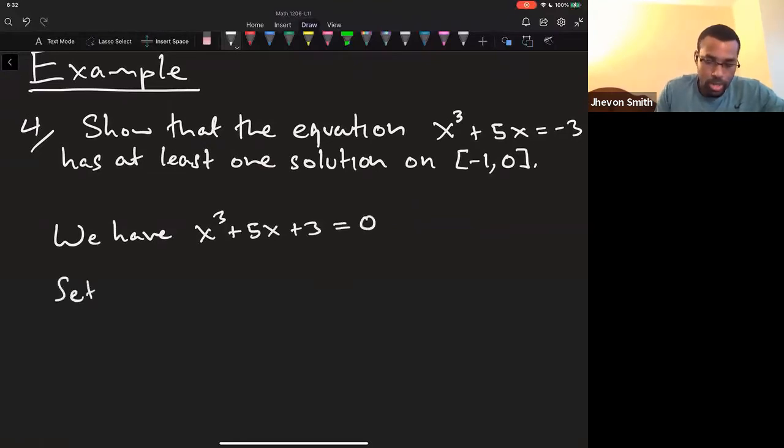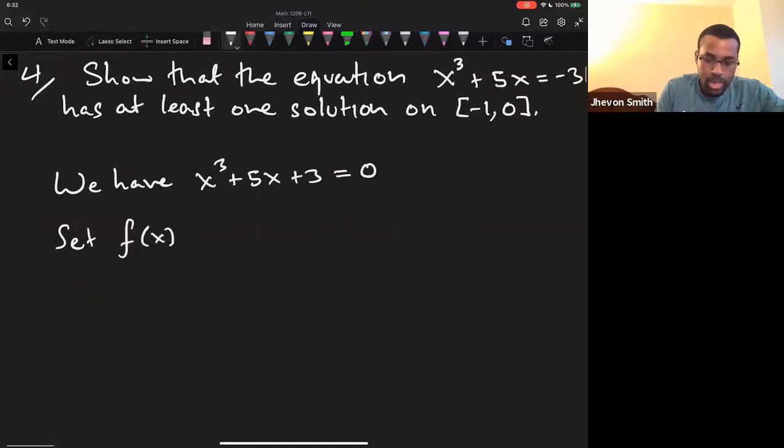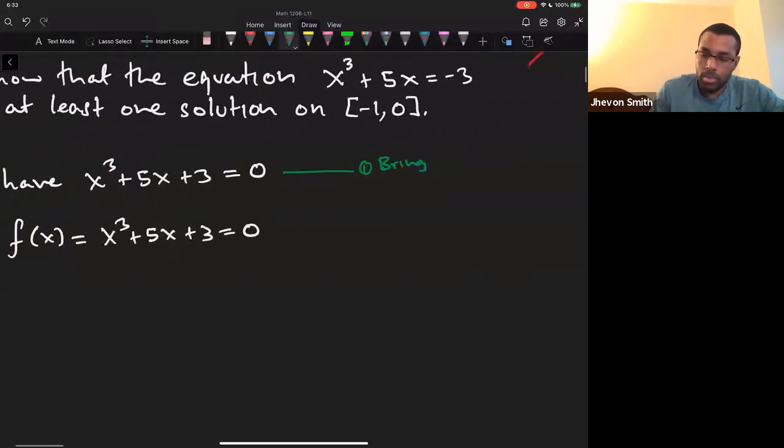What you're going to do is set up a function. Set f of x to be that side. So, 1, bring everything to one side. 2, set f of x to be equal to the non-zero side. Non-zero in the sense that its expression isn't just strictly 0.